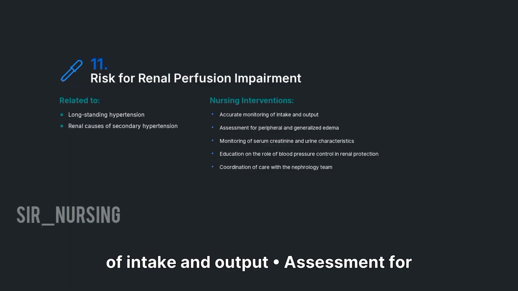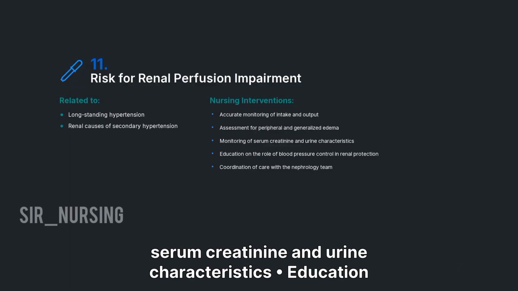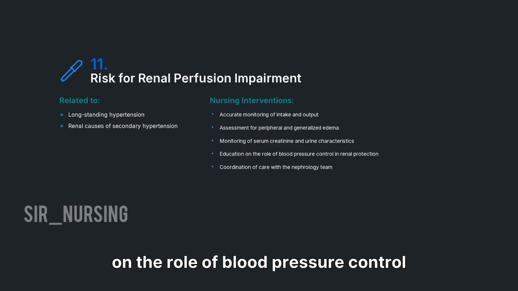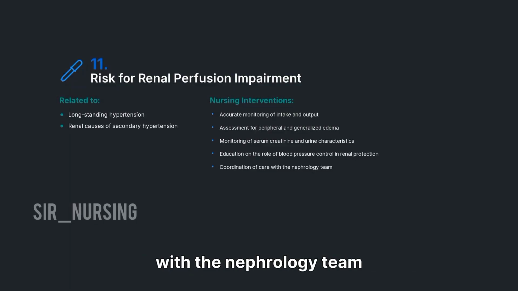11. Risk for renal perfusion impairment related to long-standing hypertension, renal causes of secondary hypertension. Nursing interventions: accurate monitoring of intake and output, assessment for peripheral and generalized edema, monitoring of serum creatinine and urine characteristics, education on the role of blood pressure control in renal protection, coordination of care with the nephrology team.